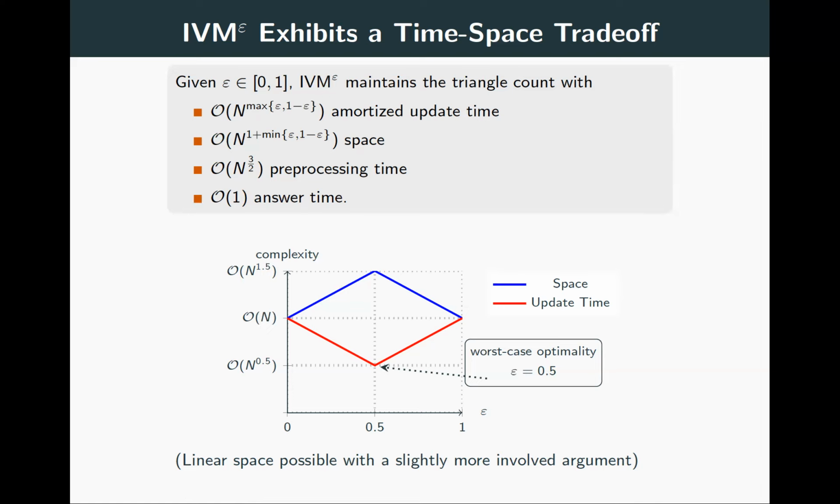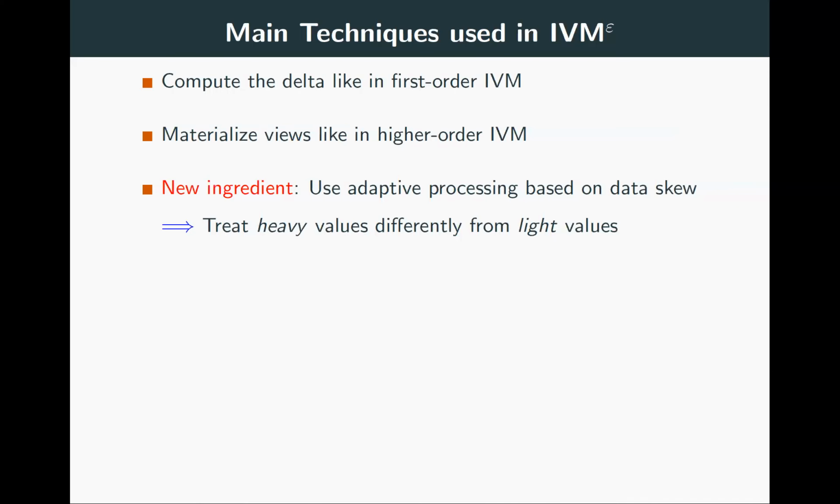But that argument is much more involved. So let me show you how we do this. We have to compute the deltas like in first-order IVM. We have to materialize views like in higher-order IVM. But the new ingredient now is that we have to use adaptive processing based on data skew. So that is, we have to treat the heavy values differently from the light values.